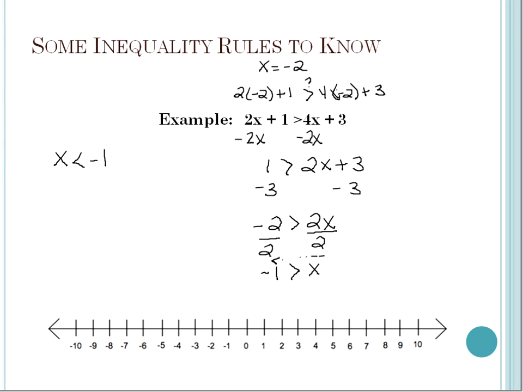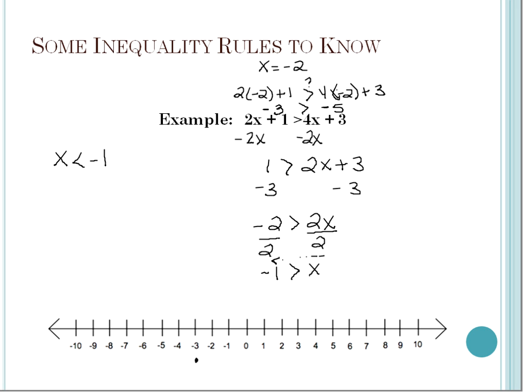Yeah, so people are giving that check mark because I can now see that 2 times negative 2 is negative 4 plus 1, and negative 4 plus 1 is a negative 3. And then on the right-hand side, I have negative 8 because that's 4 times negative 2. So negative 8 plus 3, that's a negative 5. And I'd see that negative 3 is greater than negative 5.